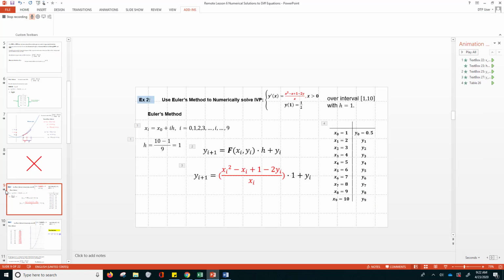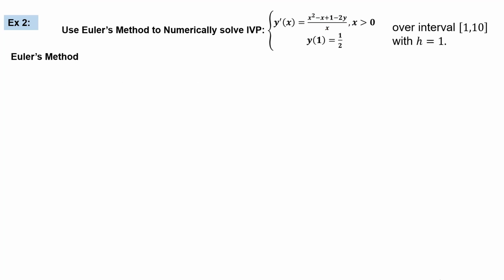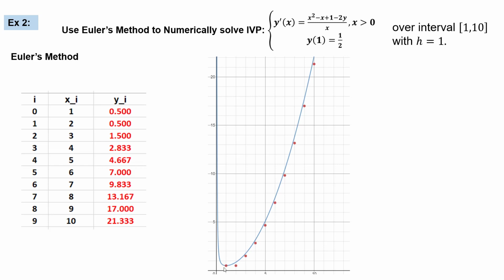All right, let's summarize our results. Here are my results, x sub i, y sub i, and then here they are plotted against the true solution. All right, good. Not bad.